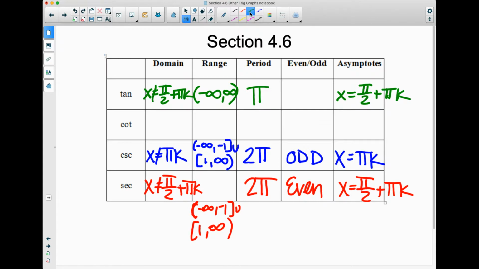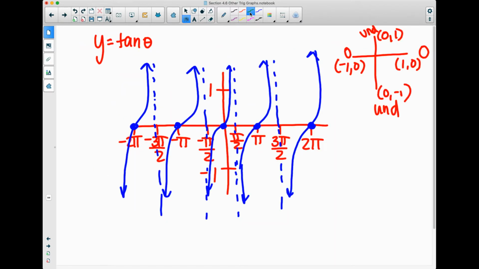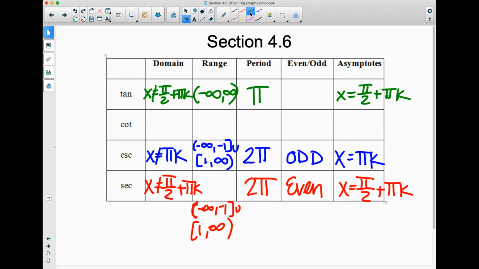And then, of course, looking at our graph, what are we symmetric about? The origin. So it's odd. Okay. All right. Let's knock out cotangent.